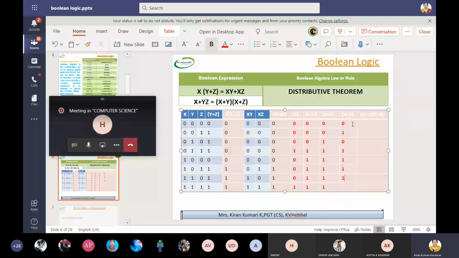Now we have to AND these two. 0 and 0 is how much? 0. 0 and 0 is 0. 1 and 0 is 0. And 1 and 1 is 1, 1 and 1 is 1, and the rest are 1 and 1, which is 1. So now if you look at x plus yz, this is the LHS of the second expression, isn't it? So x plus yz, and then x plus y and x plus z. Are they both the same or not? Tell me.